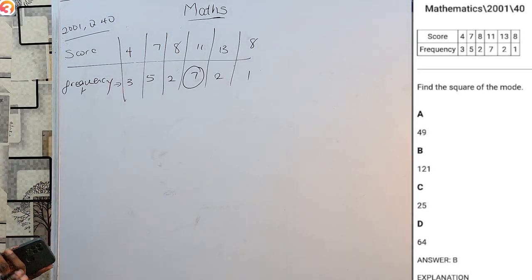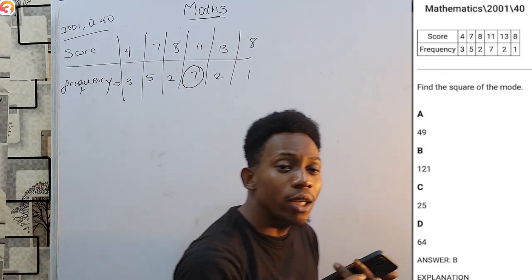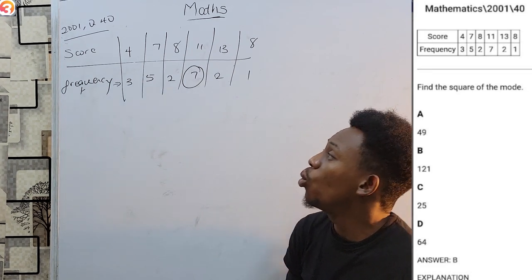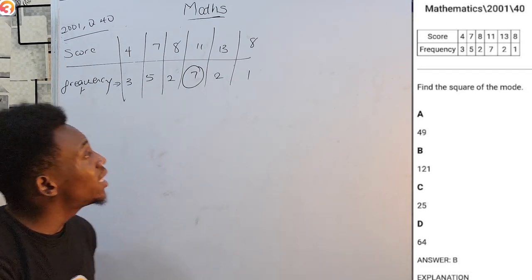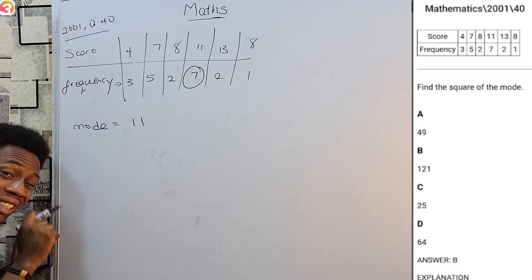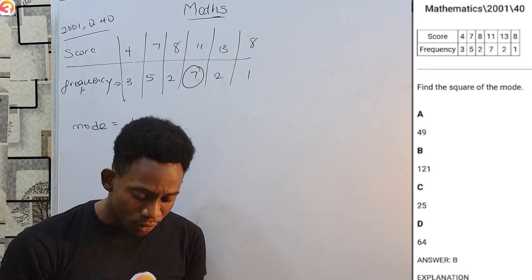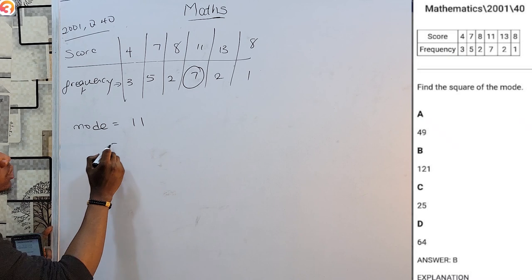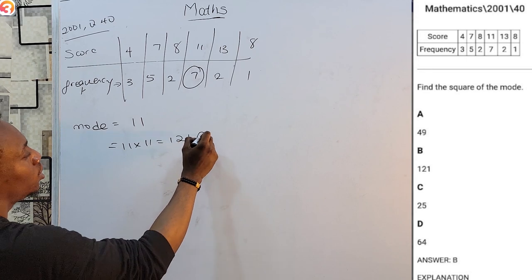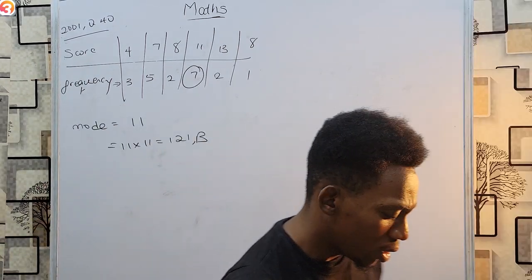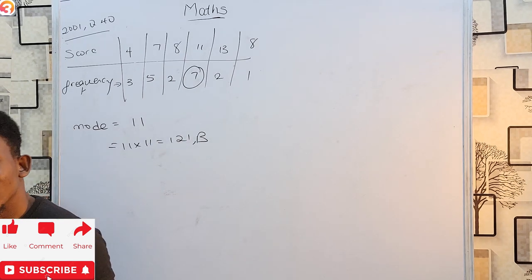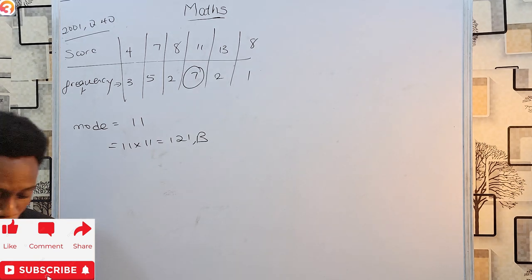But I insist, please note, your frequency is never ever truly your answer. You are dealing with the values and not their frequencies. So, which value appears 7 times? That is 11. So my mode is 11, not 7. Please do not make that mistake. But they wanted the square, and so that's 11 times 11, which is 121. And as we can see, it's option B. So you see, this is how this works. It's very, very simple. Unless you make mistakes, then you are assured of your answers.